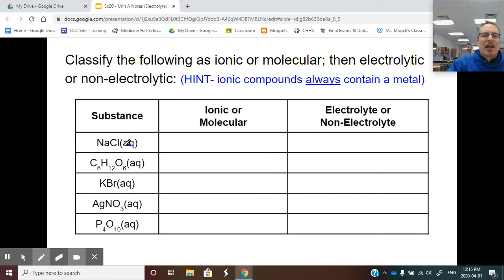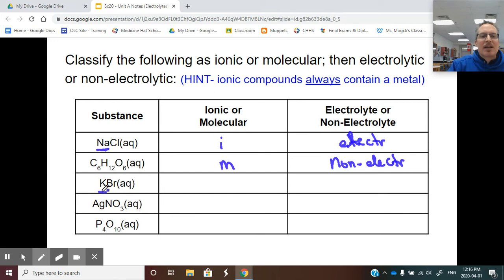So NaCl. There, sodium is a metal when I put my finger on it. Therefore, this is going to be ionic. Since it's ionic, we know it is an electrolyte. Spelt it wrong. Number 2, C6H12O6, non-metal, non-metal, non-metal. 2 or more non-metals. That is going to be molecular. This is going to be a non-electrolyte.